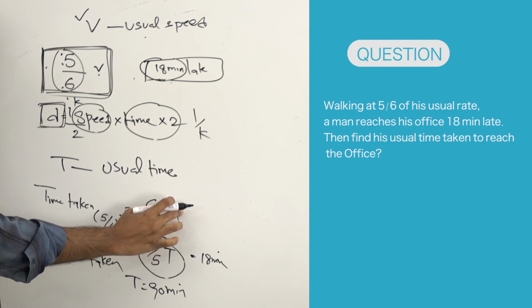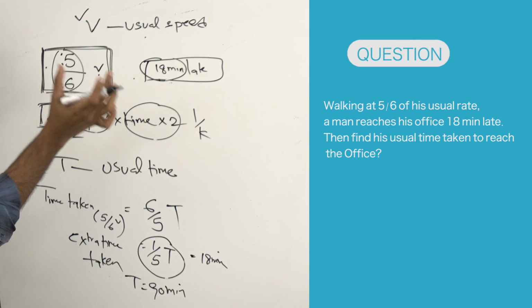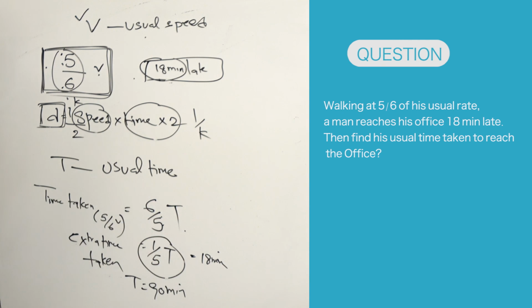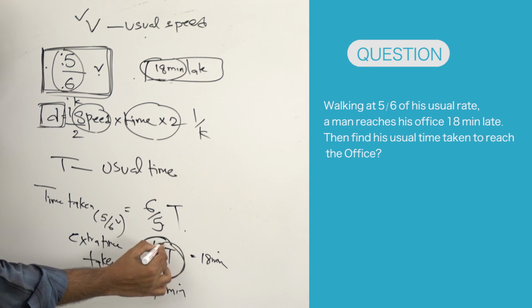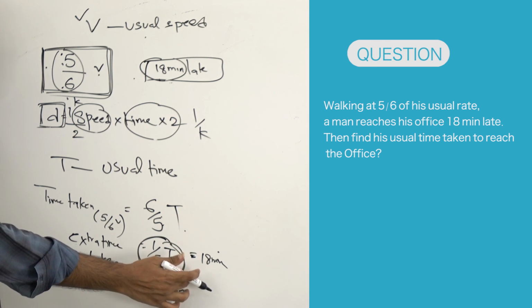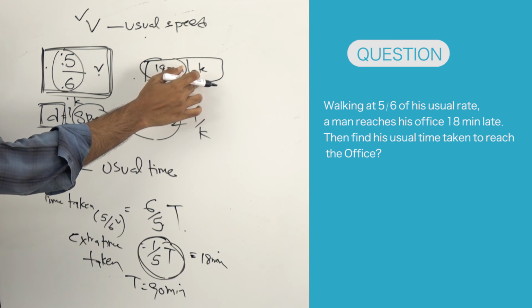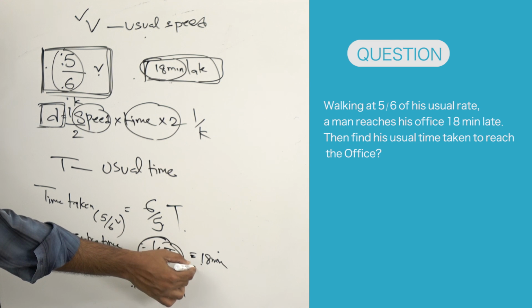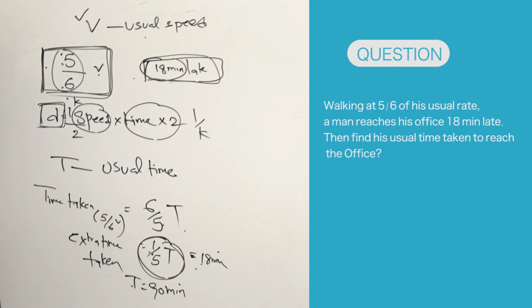So time taken for traveling that particular distance is 6/5 of usual time. That means 1 by 5t is the extra time taken. If 1 by 5t is the extra time taken, that should be equal to 18 minutes because it's already given. He became late by 18 minutes. That means this is the extra time taken. 1 by 5t is equal to 18 minutes. t is equal to 90 minutes or 1.5 hours.